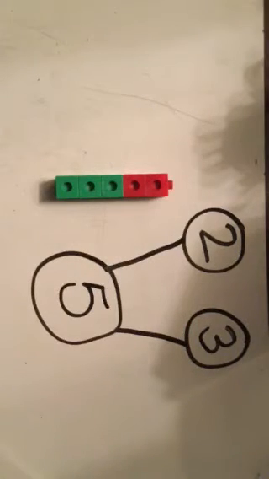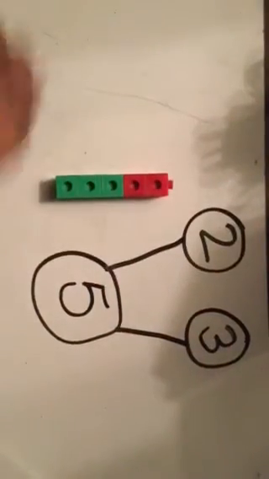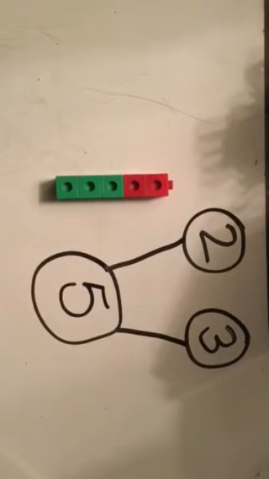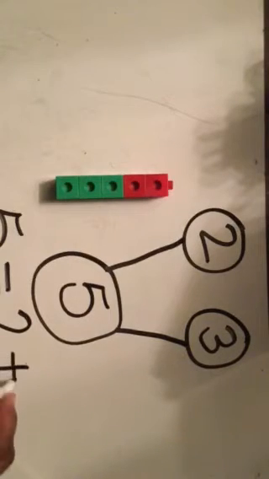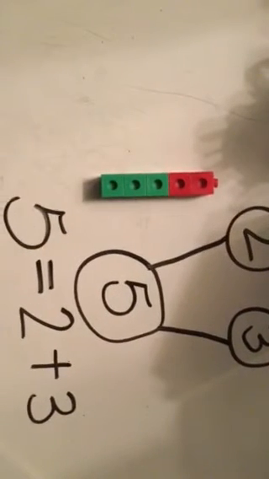So I just completed a decomposing number bond, and it's decomposing because I started off with my whole number and then I broke apart my whole to make 2 parts. So I'm going to write my number story down using numbers, all right? 5 is the same as 2 and 3. Oops, you can't see that. Sorry about that. 5 is the same as 2 and 3.